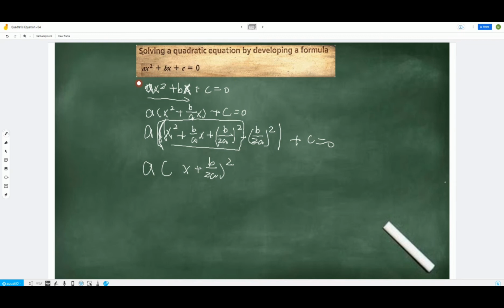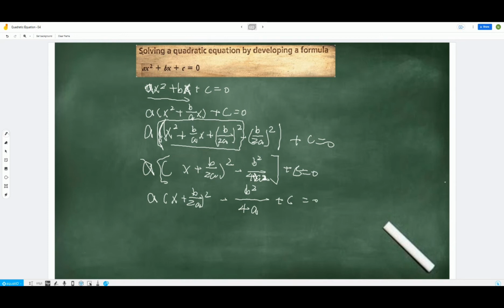We copy this and square the denominator, so 4a squared. This should be a big bracket, plus c equals 0. We use the distributive property on a times (x plus b over 2a) squared, and then we multiply a by b squared over 4a squared, so one a cancels out. So it's b squared over 4a, plus c equals 0.